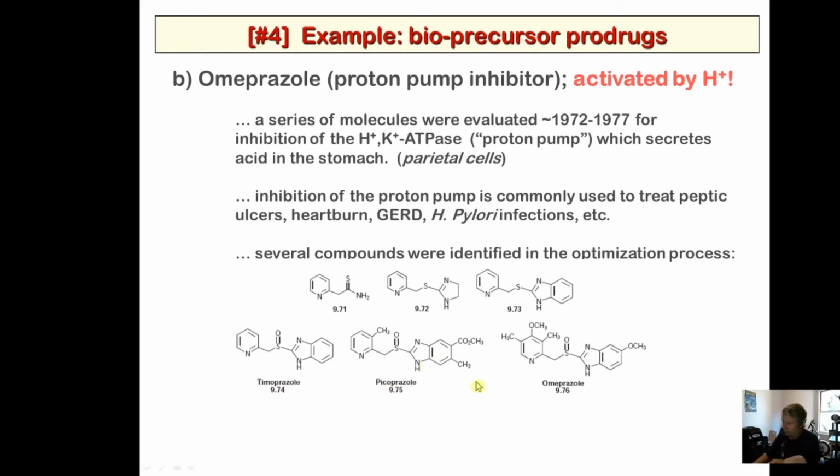Later, in the most recent generation of these proton pump inhibitors, they added a couple more things, like 2 methyls and the methoxy group on the pyridine, and that kind of enhances the nucleophilicity of the prodrug, of the molecule.